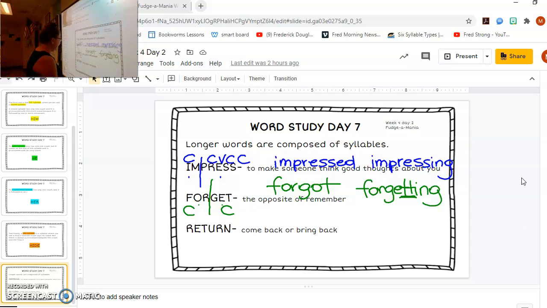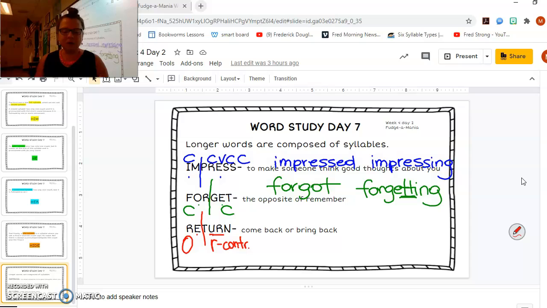Okay, and the last word is return. Let's see how many syllables we have. Return. 2 syllables, marking the vowels, E and U. So this one I can already see that this one is open, and then this one I have UR. So this is R-controlled. To return means to come back or bring back.